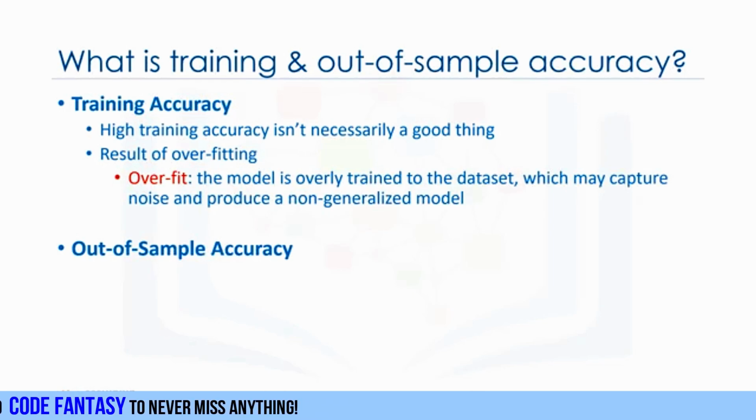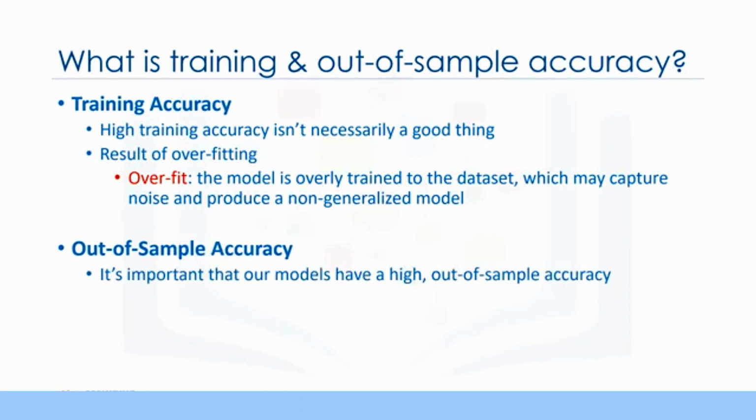Out-of-sample accuracy is the percentage of correct predictions that the model makes on data that the model has not been trained on. Doing a train and test on the same dataset will most likely have low out-of-sample accuracy due to the likelihood of being overfit. It's important that our models have high out-of-sample accuracy because the purpose of our model is, of course, to make correct predictions on unknown data. So, how can we improve out-of-sample accuracy?